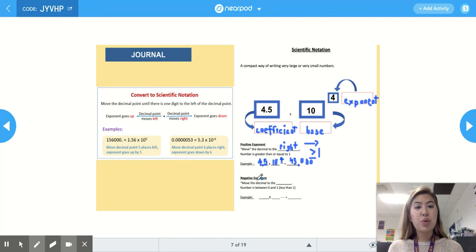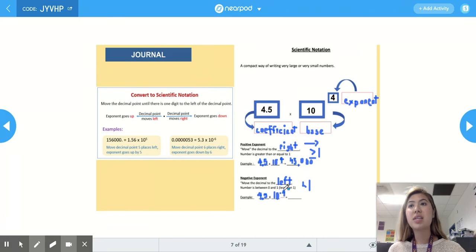And then for negative exponents, we're moving the decimal point to the left. Our number in standard decimal notation is going to be between 0 and 1, and that just means less than 1. An example of that would be 4.5 times 10 to the power of negative 4. And if we moved our decimal point 4 places to the left, we'd get 0.000045.